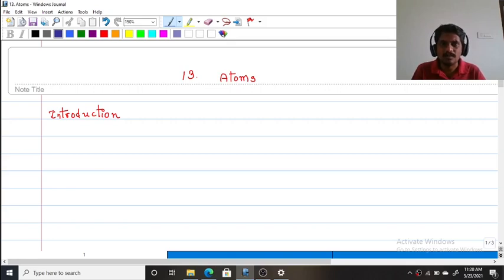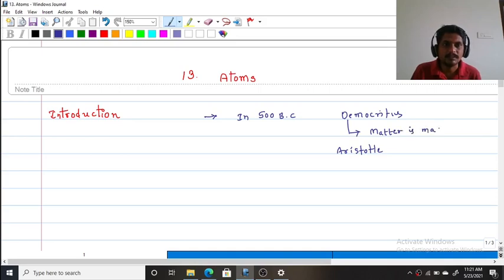What is an atom? What does an atom consist of? And what is the structure of an atom? To know this, it took almost 2500 years. In 500 BC, Greek philosophers started thinking about atoms: Democritus and Aristotle. According to Democritus, matter is made of discrete particles.